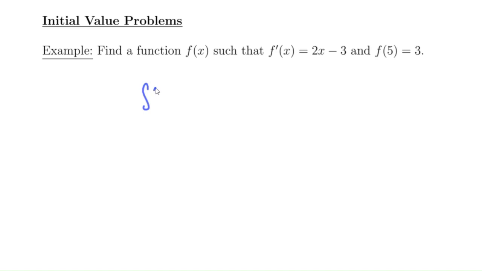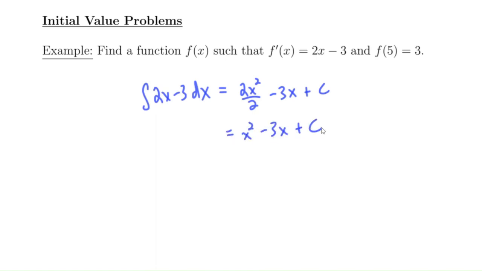Well, to get an antiderivative of 2x minus 3, we're going to do the integral of 2x minus 3 dx. And that integral will be 2x squared over 2 minus 3x plus c. And we can simplify this to be x squared minus 3x plus c. So our function that we're looking for, our f of x, has the form x squared minus 3x plus c. Now the question is, what should the c be?